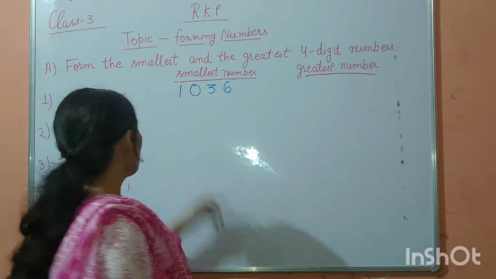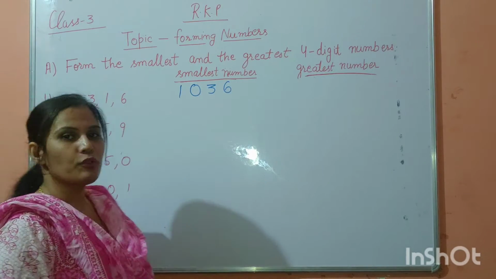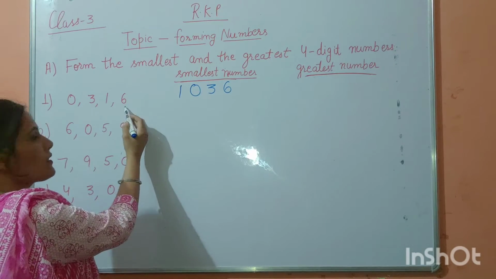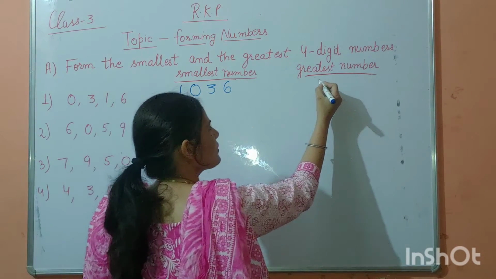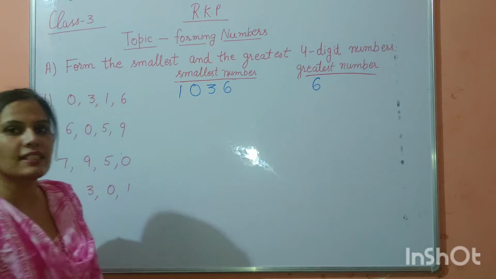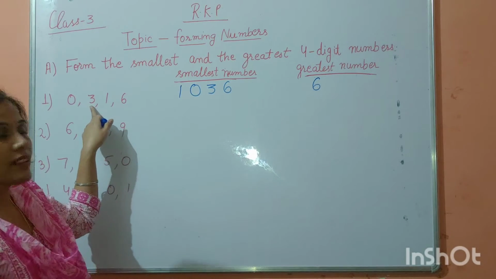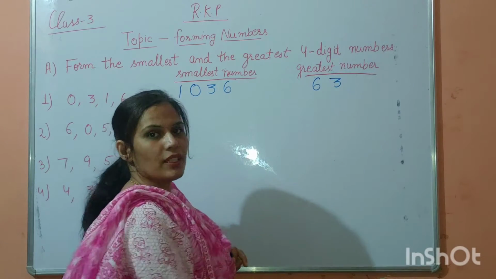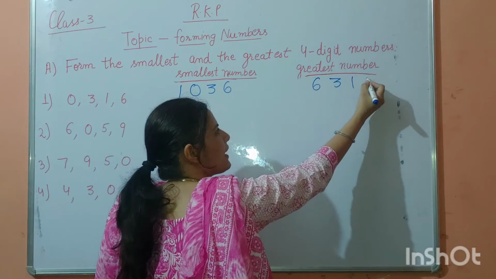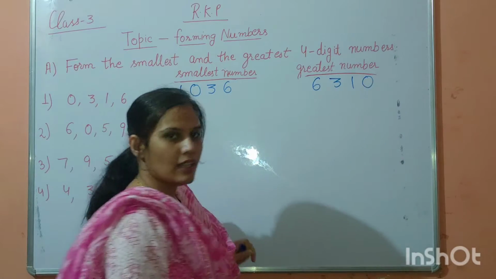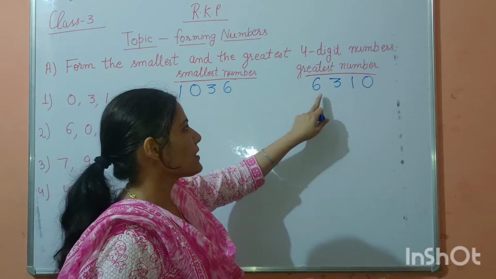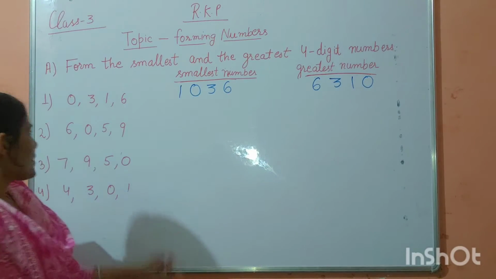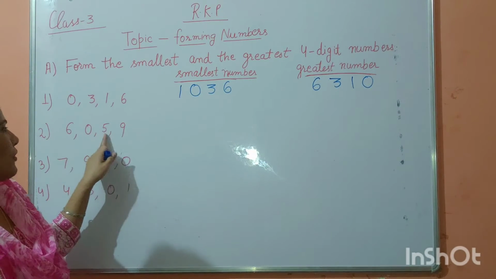1036. So by using the numbers, we have to find the greatest number also. What is the greatest number here? 6. So write first 6. After that, the second highest number is 3. So write here 3. Again the highest number is 1, and at last the smallest number will come. So your greatest number is 6310. Your second question is 6059.